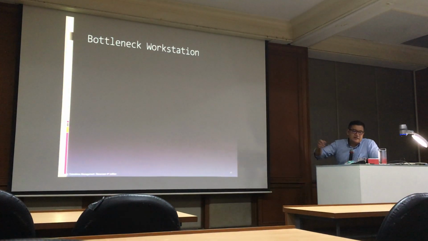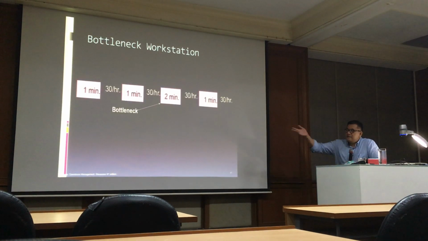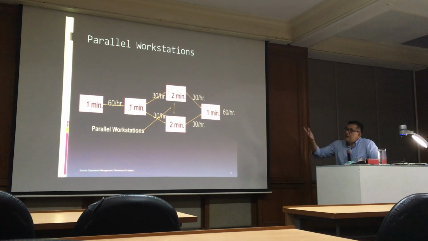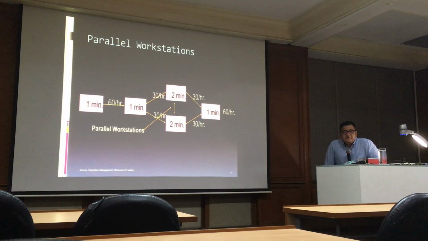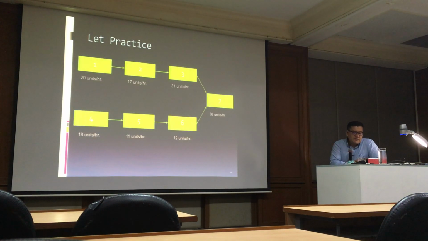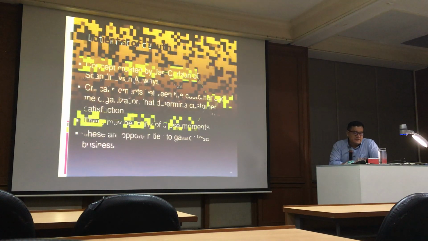And this one we already see. We are just going to show you again using parallel workstations. If you still remember, it can help you reduce the bottleneck more, so you can have more output, right? Because you try to increase capacity at the activity that has the problem and the bottleneck. This one we already did in the operations part.